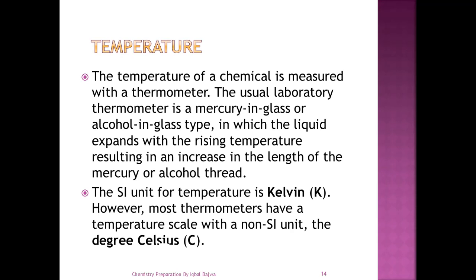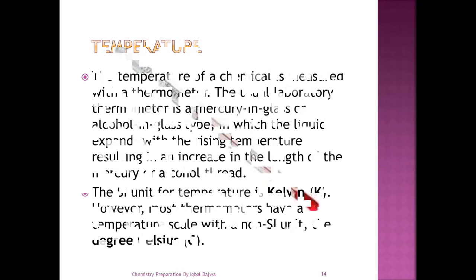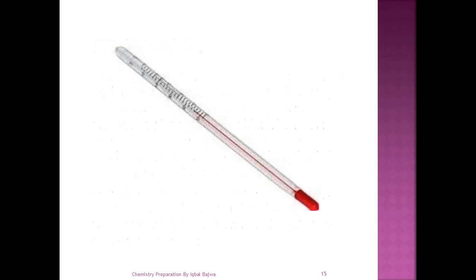The SI unit for temperature is Kelvin. The symbol is K, capital K. However, most thermometers have a temperature scale with a non-SI unit, the degree Celsius, with the symbol capital C. Now this is a typical slide showing a thermometer, which gives a reading to measure temperature.